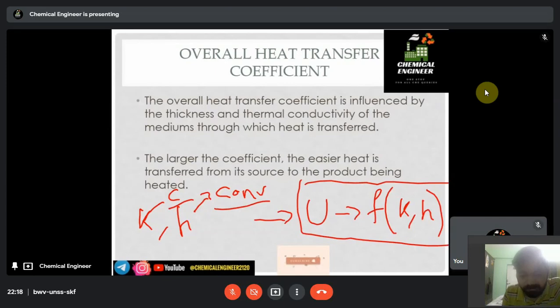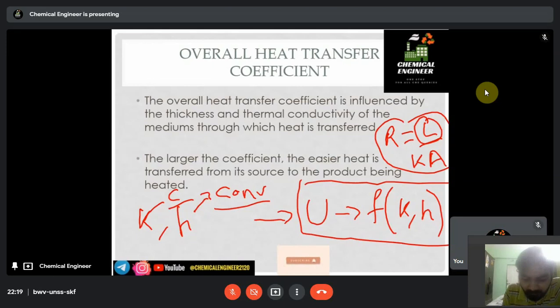Okay, it is also influenced by the thickness. In the heat transfer course we have studied that the resistance to heat transfer through any solid is given as L by KA. So this L is the thickness, and this is a resistance value. That is why the value of the overall heat transfer coefficient also varies with the length or thickness.